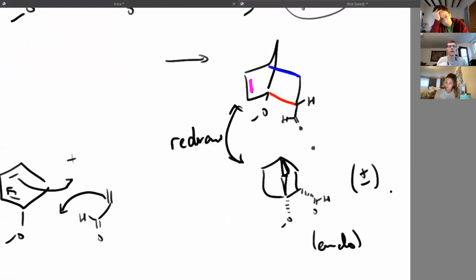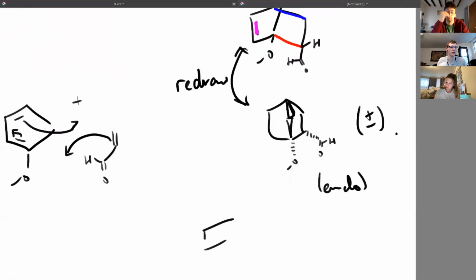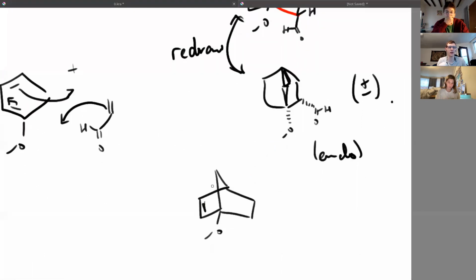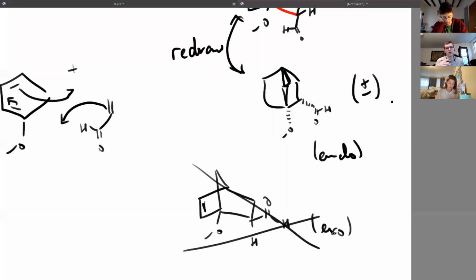Yeah, exactly. Okay. Or to draw it in this sort of three-dimensional form, everything on the molecule, this diene, everything here is all the same. We just get here that this would be the exo product, but we prefer not to form this.